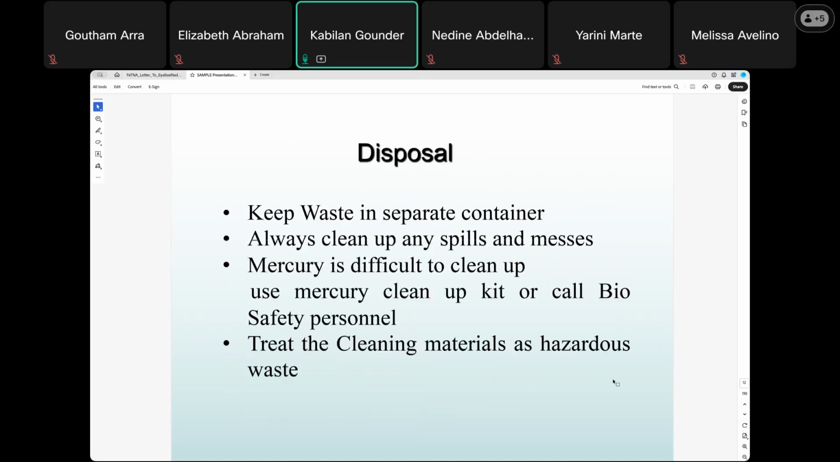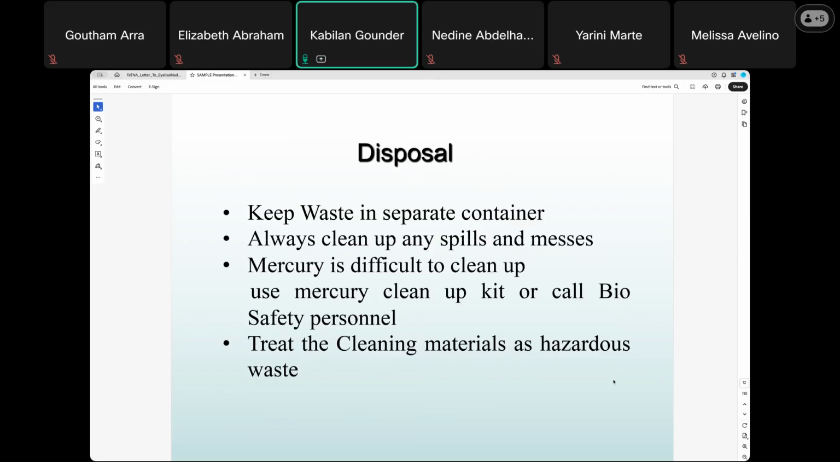Finally, the disposal. That's the most important thing. It's not only here, at home or wherever you're working, you have to appropriately dispose of chemicals and other waste in appropriate containers. Always clean up any spills and messes after you are done with your experiments.